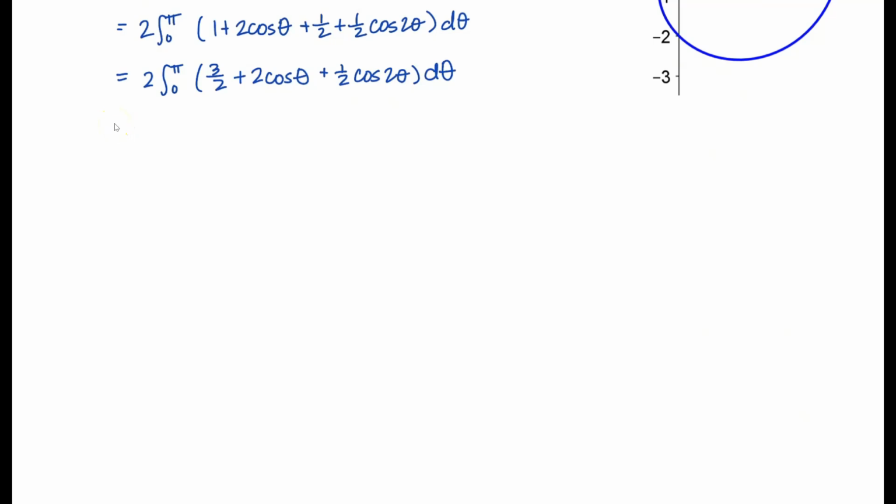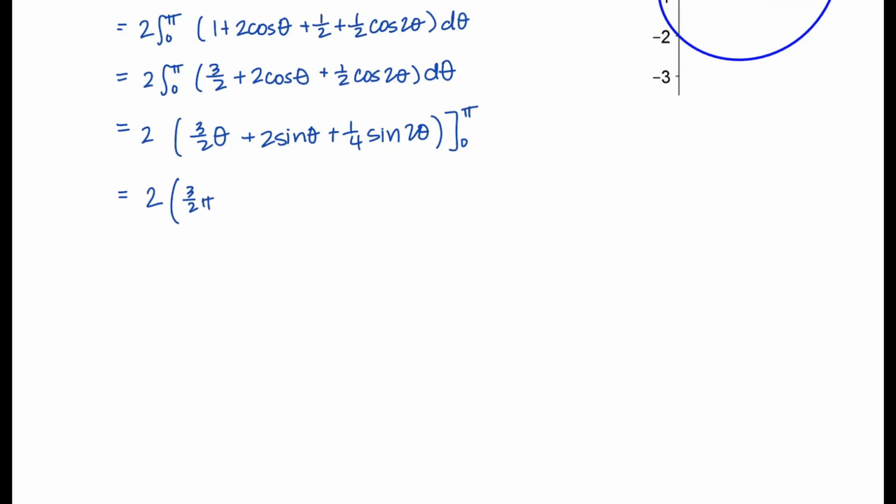After making some room here now, I have 2 times 3/2 theta plus 2 sine theta, and then here I'm going to have 1/4 sine of 2 theta. So here, remember the inside 2 theta, we're going to have an extra 1/2 come out of that from the antiderivative. And then this is evaluated from 0 to pi. So let's go ahead and plug in pi.